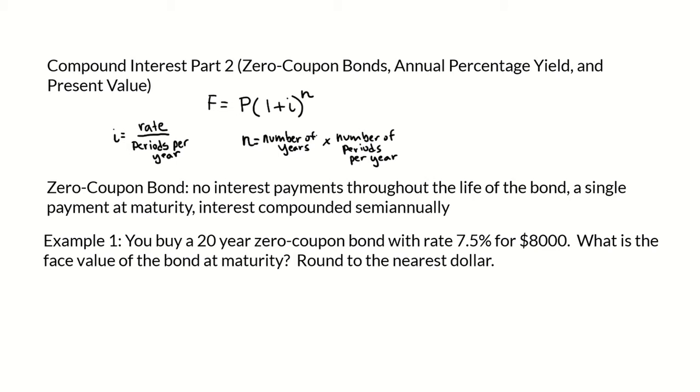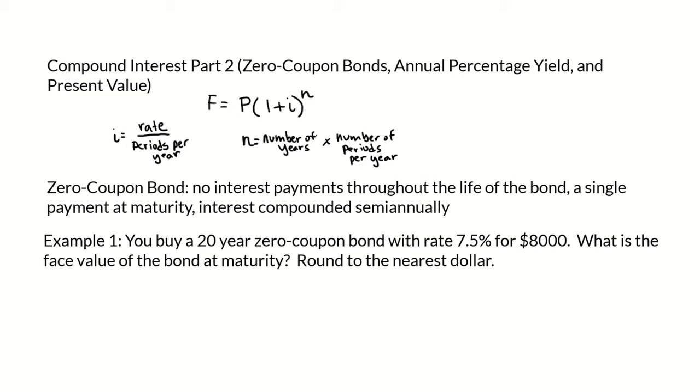We'll start with the zero coupon bond. For this type of bond, there are no interest payments throughout the life of the bond and a single payment at maturity of the bond, and that is calculated by interest compounded semi-annually. So example 1, you buy a 20-year zero coupon bond with rate 7.5% for $8,000. What is the face value of the bond at maturity? We'll round to the nearest dollar, and we'll always round at the end, so use the calculations throughout.